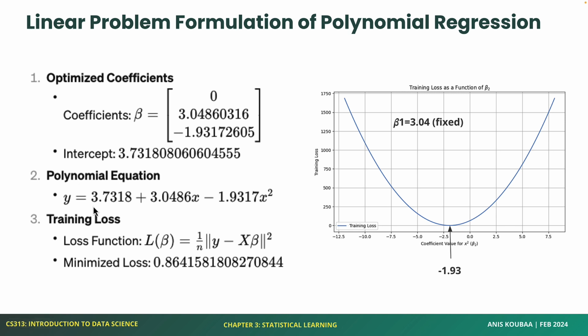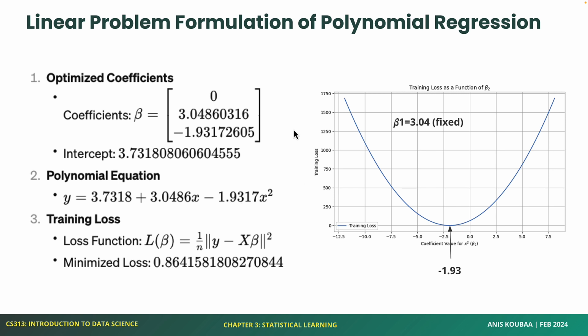Okay, and now our equation will be, it must be 0 here. I don't know from where this is, the intercept, yeah, I'm sorry. This is the intercept. 3.73 plus 3.01 minus 1.93 x squared.